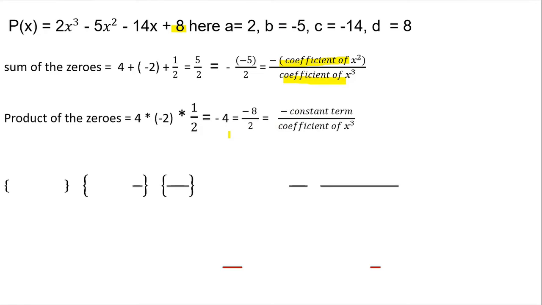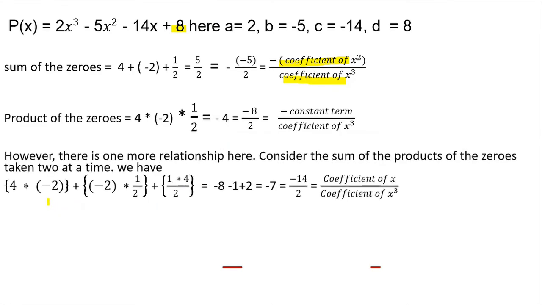Now in addition to this, for a cubic polynomial there is one more term, that is the sum of the products of its zeros two at a time, which is equal to 4 into minus 2 plus minus 2 into 1 by 2 plus 1 by 2 into 4. Now we are getting minus 7 by 2, which is equal to the coefficient of x divided by the coefficient of x cubed. So here it is considered as minus b by a, here it is considered as minus d by a, and here it is considered as c by a.